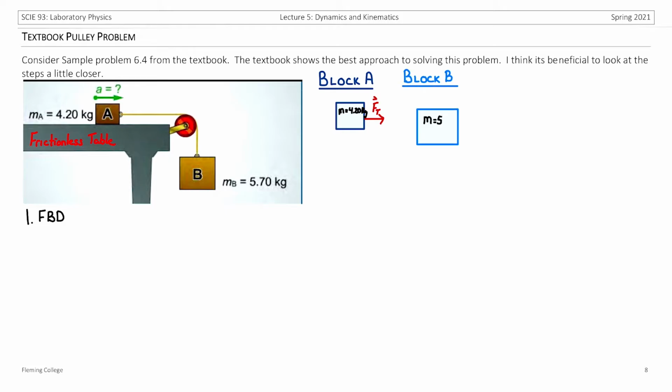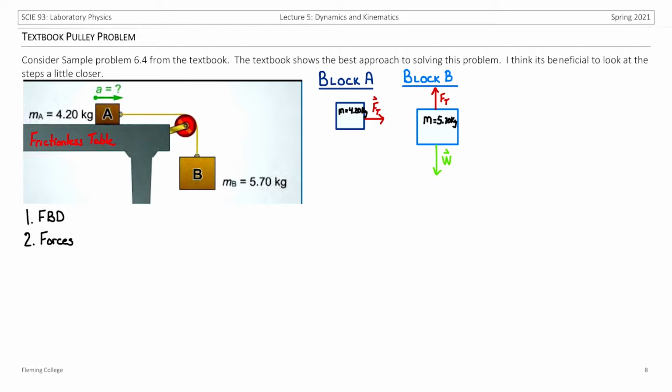Block B has a mass, and because our focus does include the vertical direction, we will include the weight of this block. The other force acting on this block is the force of tension. The force of tension in the string anywhere is the force of tension in the string everywhere. So these two red vectors are equal in magnitude. Let's move on to our consideration of the forces.